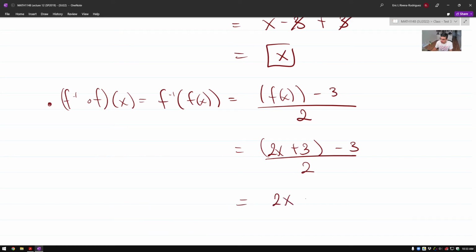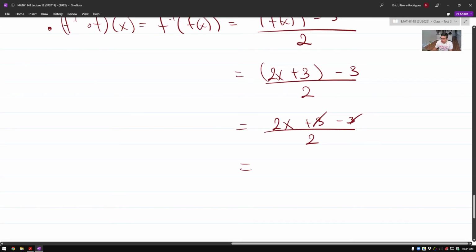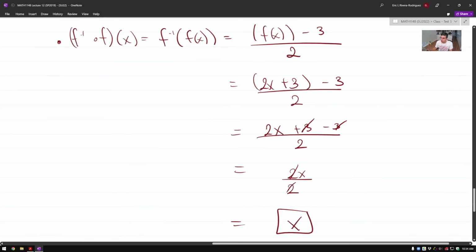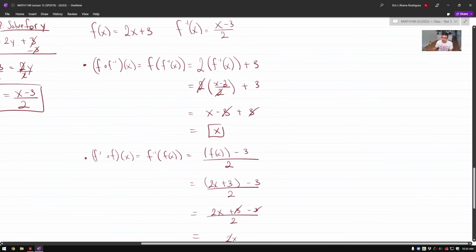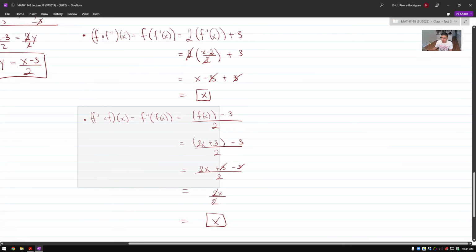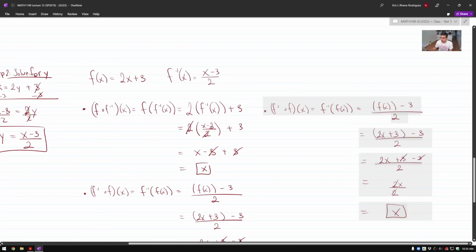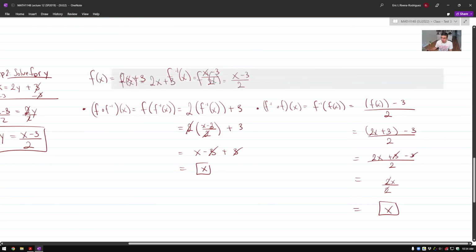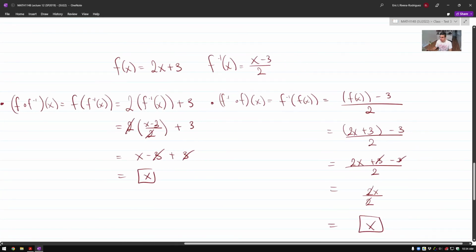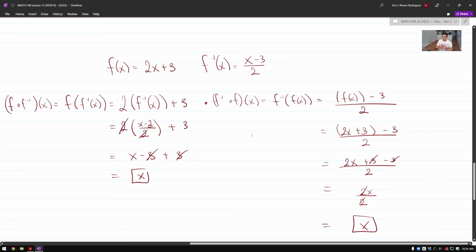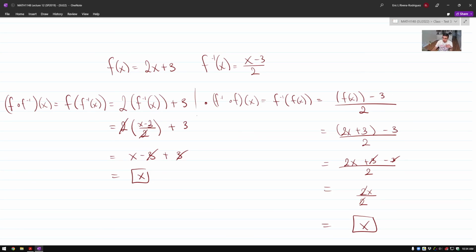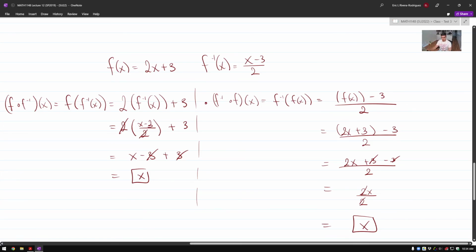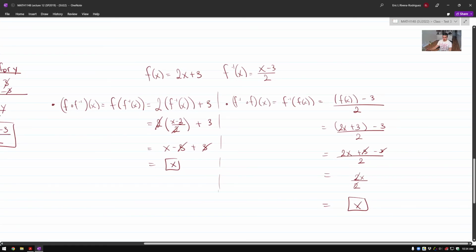Following the order of operations, we cancel these two. We get 2x over 2, we cancel those two, and we get x as well. So yes, we have found the inverse function. So by doing the test for checking the inverse function, we now are sure that indeed we have found the inverse function. Any question here?